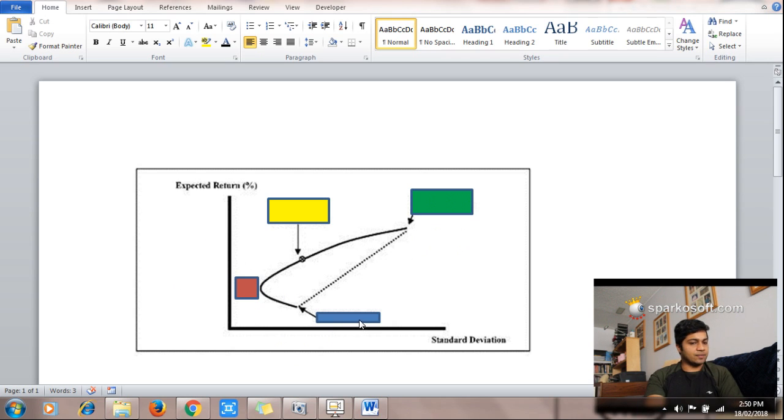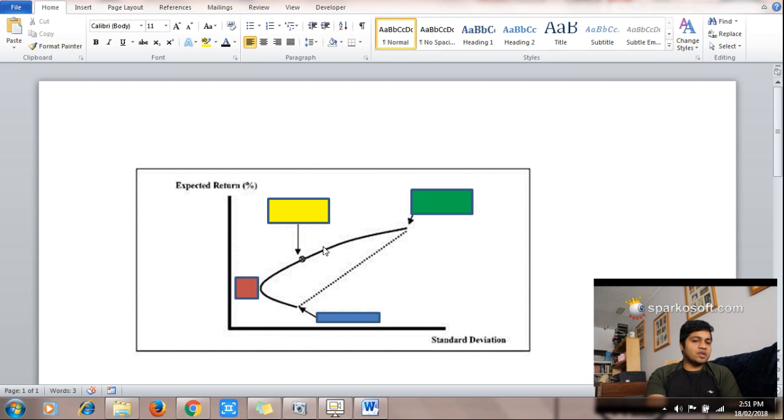So once again, this is 100% treasury, this is 100% equity, and we are moving on this line by adding equity to our portfolio. So if this is 100% treasury, then this will be 90% treasury, 10% equity, 70% treasury, 30% equity, 50% treasury, 50% equity, and then 100% equity.